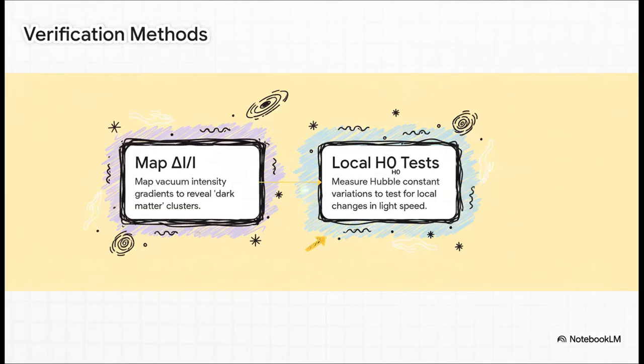And this gives us two concrete, real-world ways to test the theory. First, instead of looking for gravity, we could map the density of the vacuum across a galaxy. The theory predicts we'd find these dense clusters, the dark matter, exactly where current models say they should be. And second, we can test the speed of light. If it really does change based on vacuum density, then our measurement of the universe's expansion, the Hubble constant, should be slightly different depending on which direction we look in the sky. Finding that variation would be absolutely massive evidence for UPT.